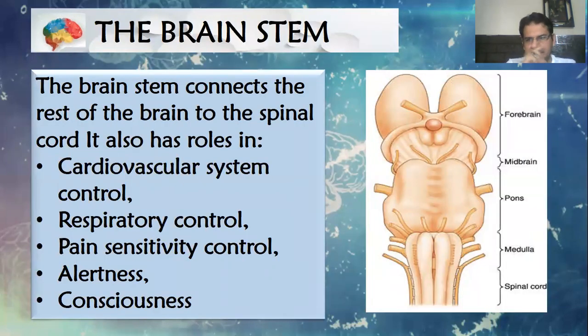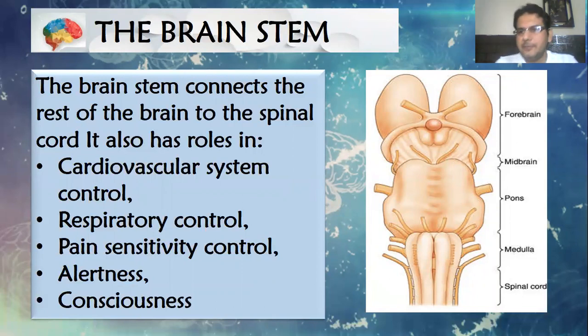And then there is the brain stem. Here is the forebrain, our frontal lobe, and then there is the midbrain which makes sense of the information. Then there are the pons, medulla, and the spinal cord. The spinal cord gets information from the whole body and projects it to specific portions of the brain. So the brainstem connects the rest of the brain to the spinal cord, and it has a role in cardiovascular system control. It is involved in cardiovascular and respiratory control, pain sensitivity control, alertness, and consciousness. This is the primitive brain, which controls blood pressure and so on.